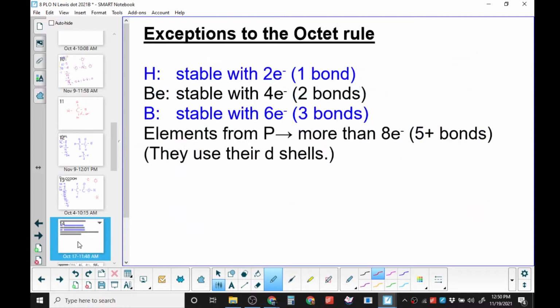Okay, exceptions to the octet rule. Notes. But like 5 lines of notes. It's 5 lines. Yeah. So how I've been telling you, like the octet rule.